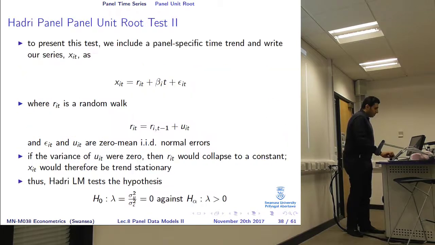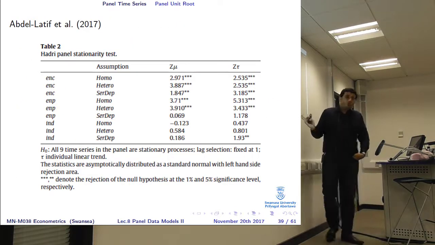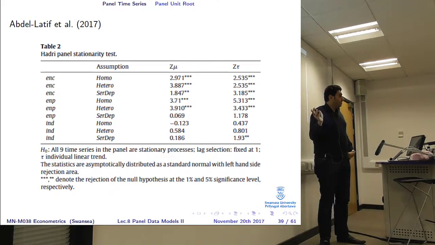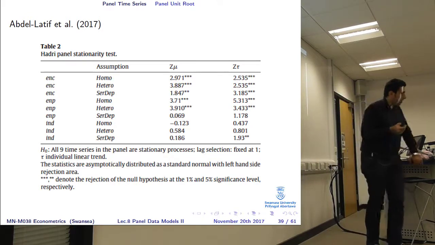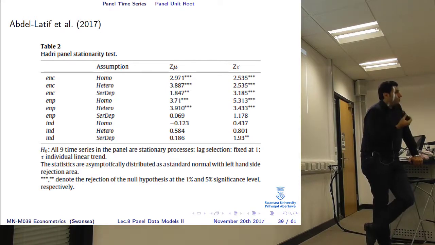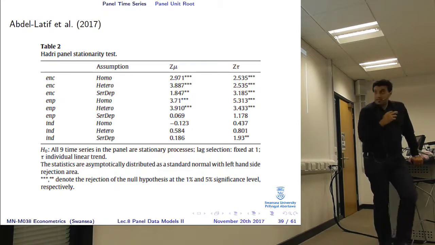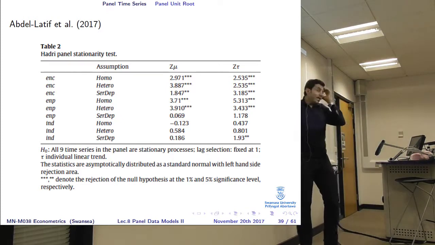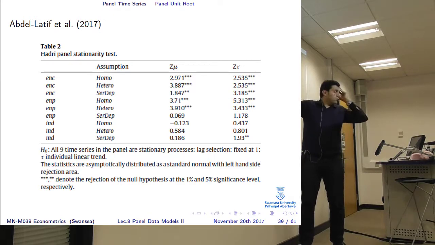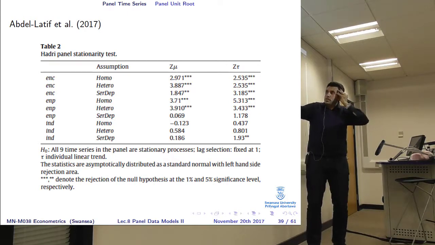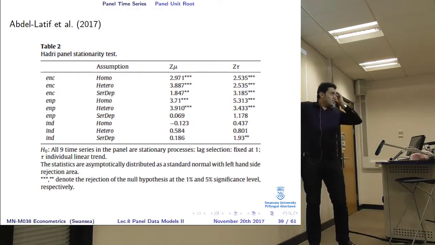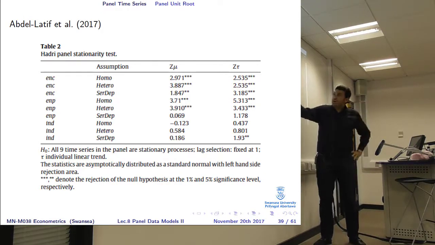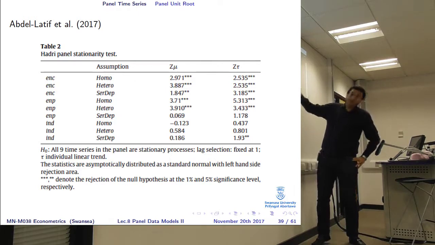Okay, so now what is the conclusion from this? Do we have stationary variables, or do we have non-stationary variables? That's what we assumed, by the way. But to be honest, if you look at this carefully, for example, here you've got the industrial value. These are the assumptions: homogeneous panels, heterogeneous panels, serial dependence or cross-section dependence. So these are different assumptions about the test, but in general, it's just the same unit root test. And this column with intercept, this column with intercept and time trend.